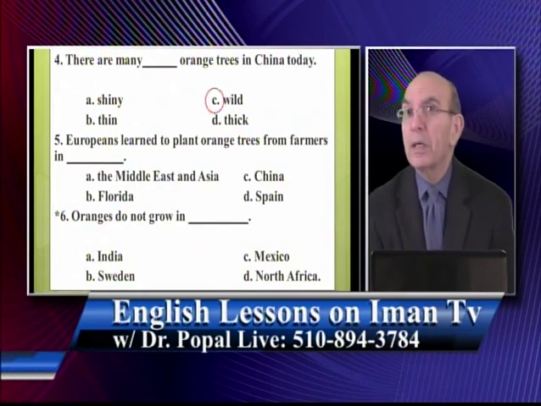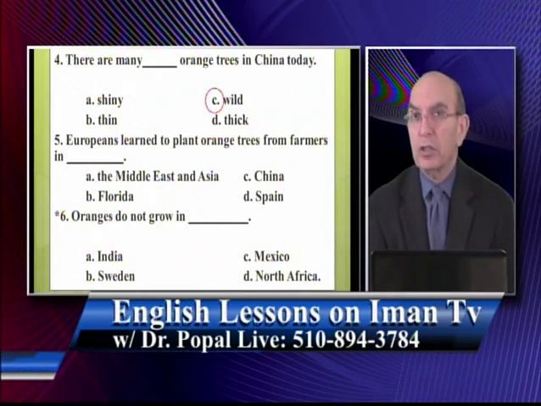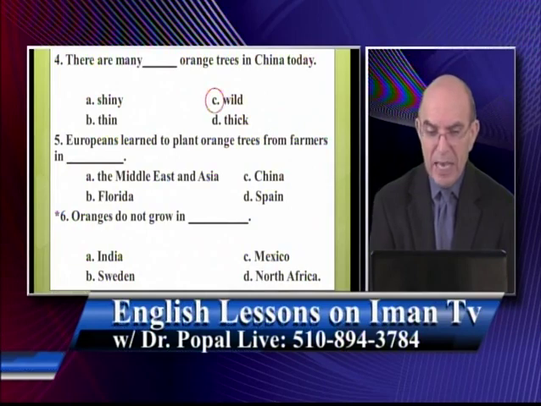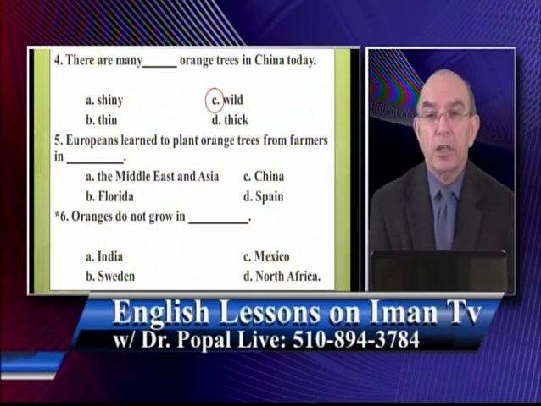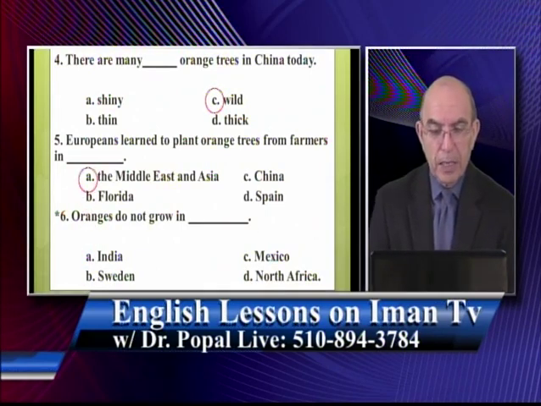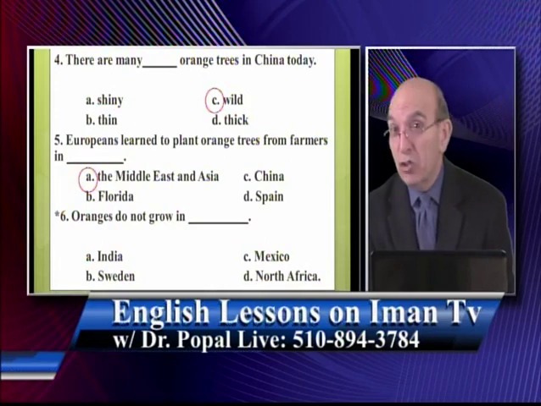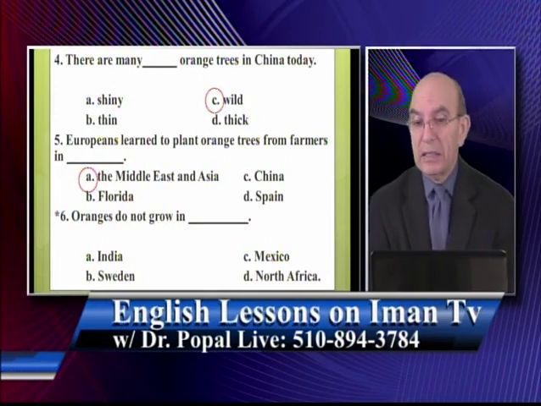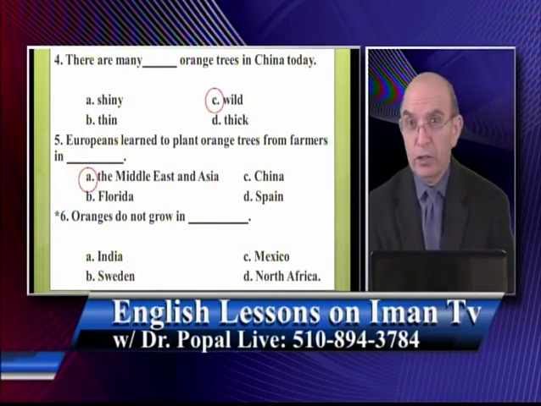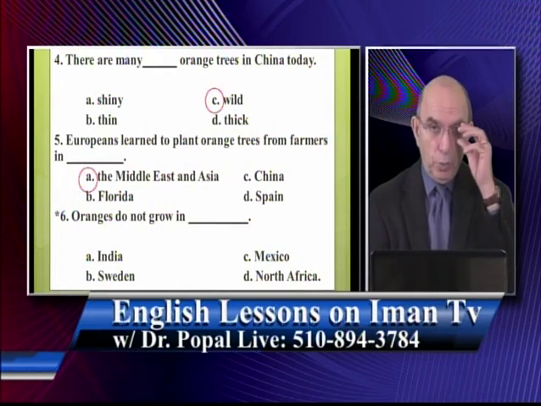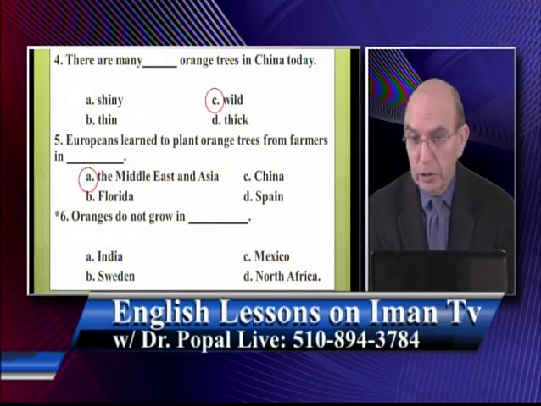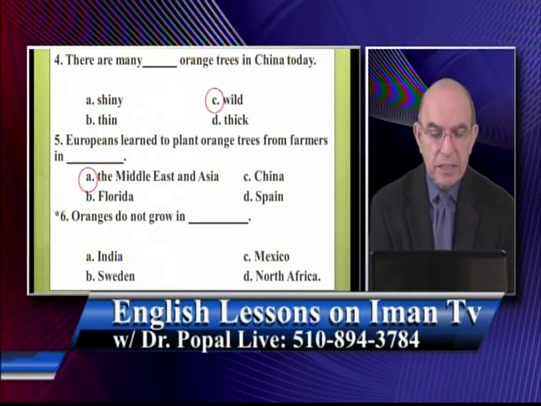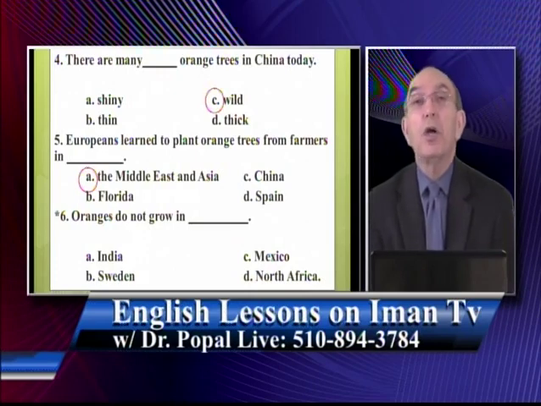Where did the Europeans learn to grow oranges? The correct answer is A, B, C, or D. Which one is your choice? The correct answer is the Middle East and Asia. So people from the Middle East and people from Asia, like China and Japan and Korea, they taught Europeans how to grow oranges.